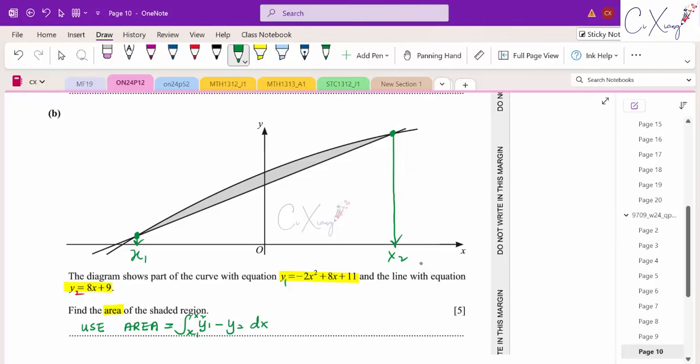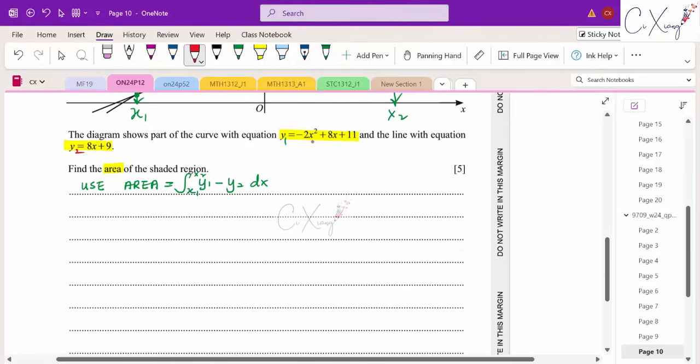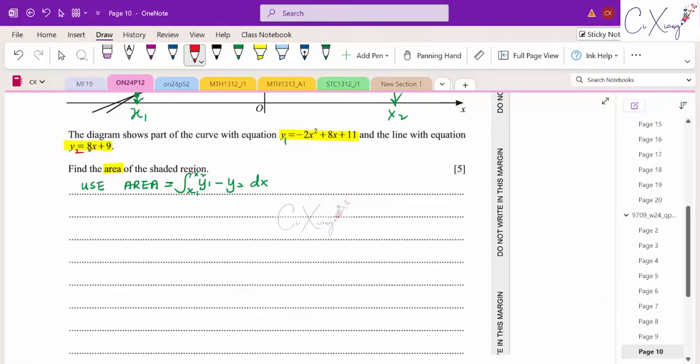Alright, so first of all, I want to find the intersection point. So how can I find the intersection point? You have to solve the equations simultaneously. So you solve this curve equation and also the line equation simultaneously to get the x coordinate. So I'm having negative 2x squared plus 8x plus 11 equals to 8x plus 9.